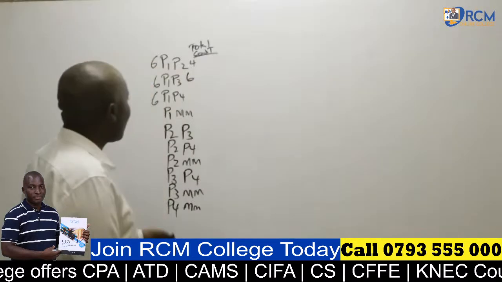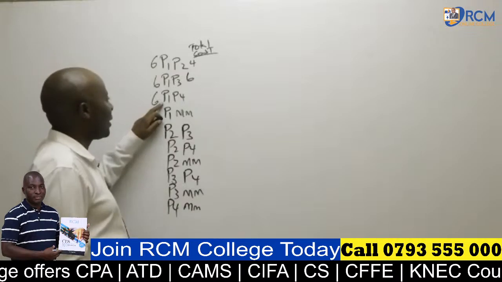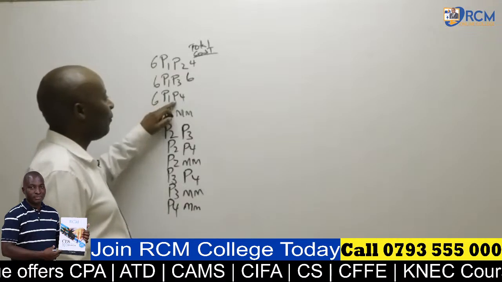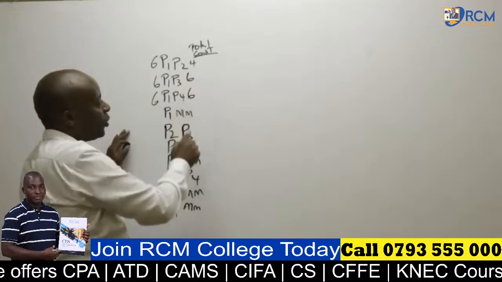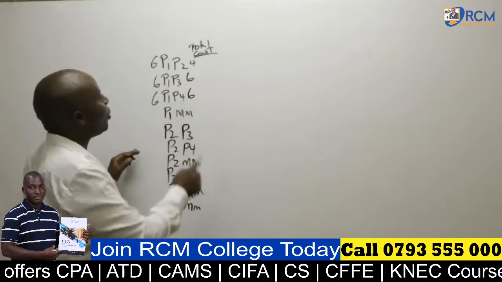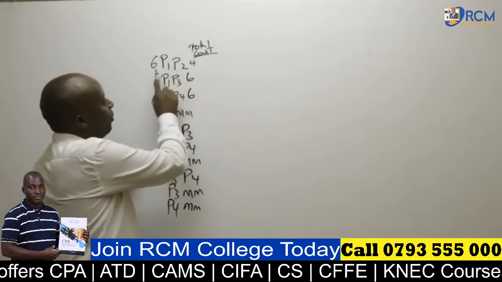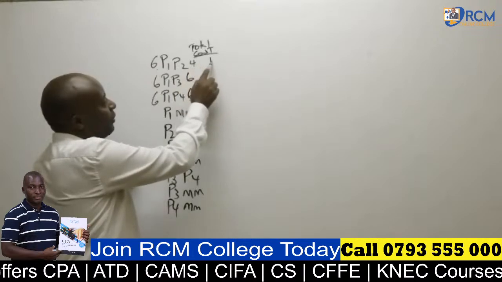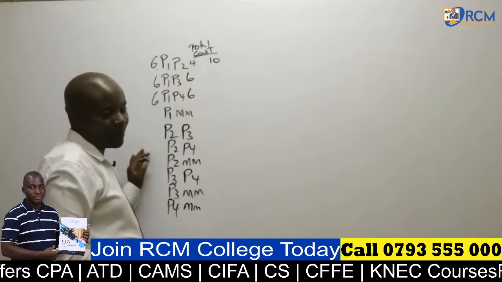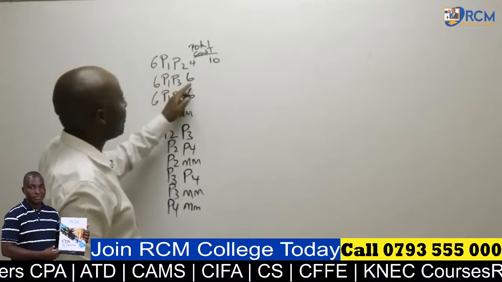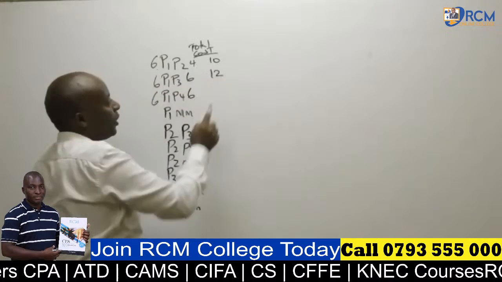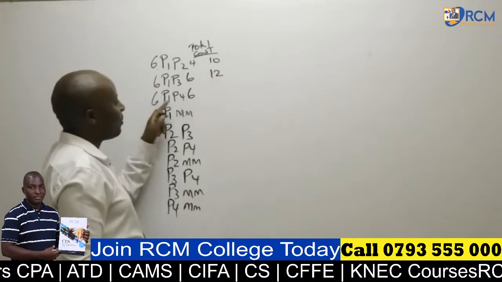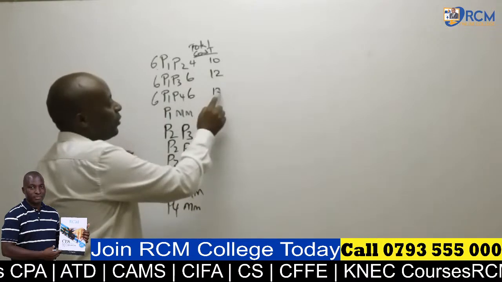I'm simply trying to write these figures here. P1 is 6 million, P4 is 6 million. Then the total cost, if I go for P1, P2, will be 6 plus 4, which gives me 10 million. This will be 6 plus 6, which gives me 12 million. This will be 6 plus 6, which gives me how much here? 12 million.